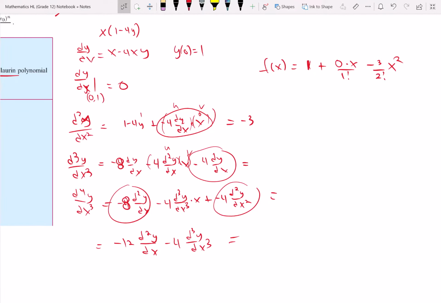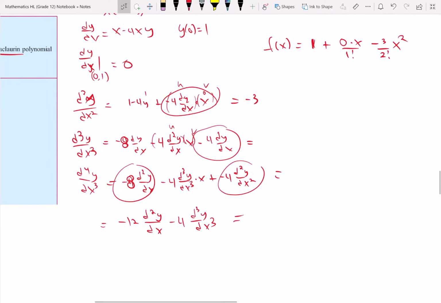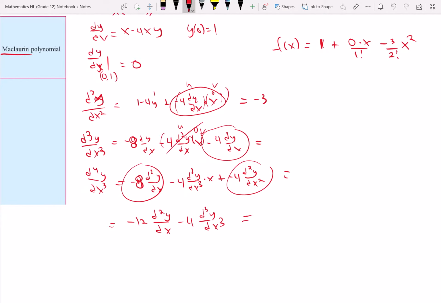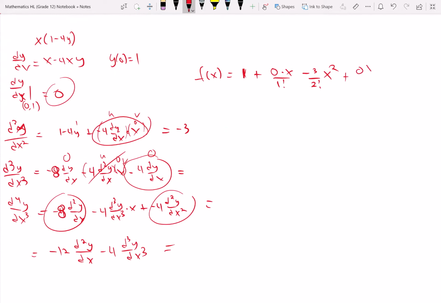Third derivative, we're plugging in 0, 1. Notice there, so 0 goes here. This whole thing goes away. There's nowhere to plug in a 1 for x, but we know that dy/dx evaluated at 0, 1 was 0. So this is basically 0 and 0. So the next term would be plus 0 x to the third over 3 factorial.